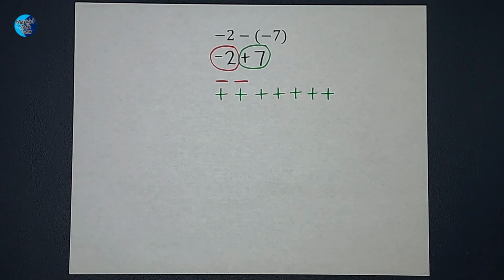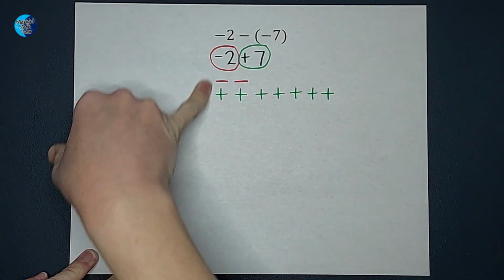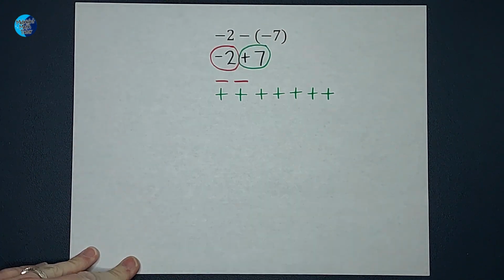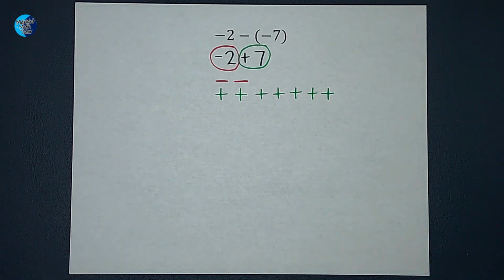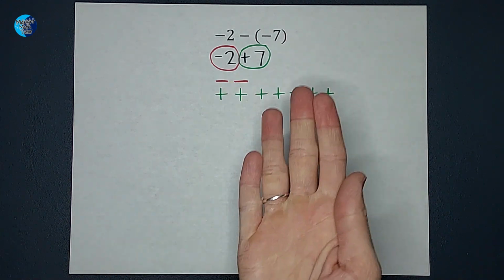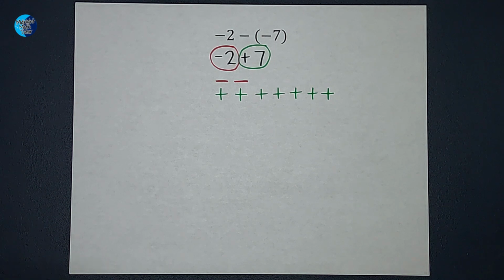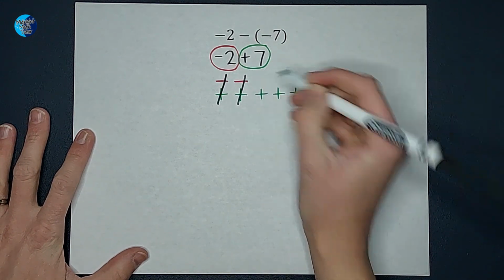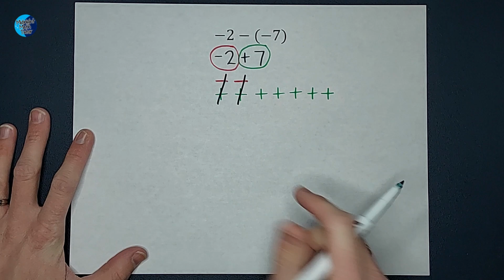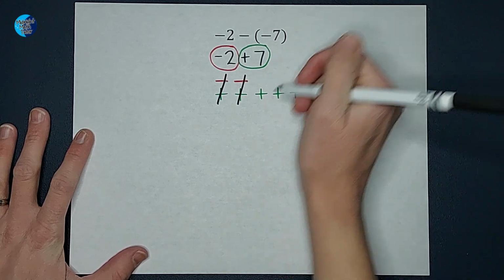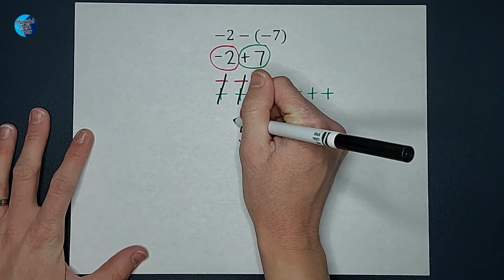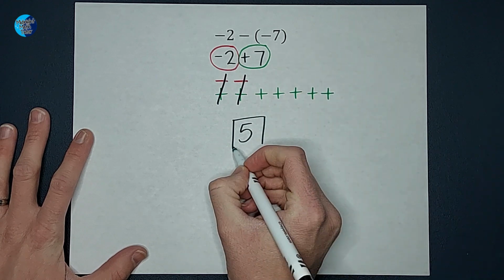Well, what happens to a positive and a negative together? They cancel each other out, right? If I owe you $1 and then I pay you $1, well, that cancels out, right? So these cancel and these cancel. And what am I left with? I am left with 5 positives or +5. And that is my answer.